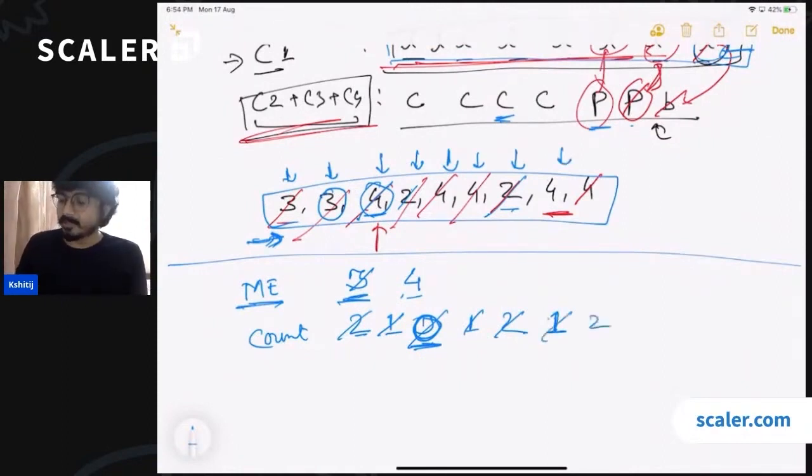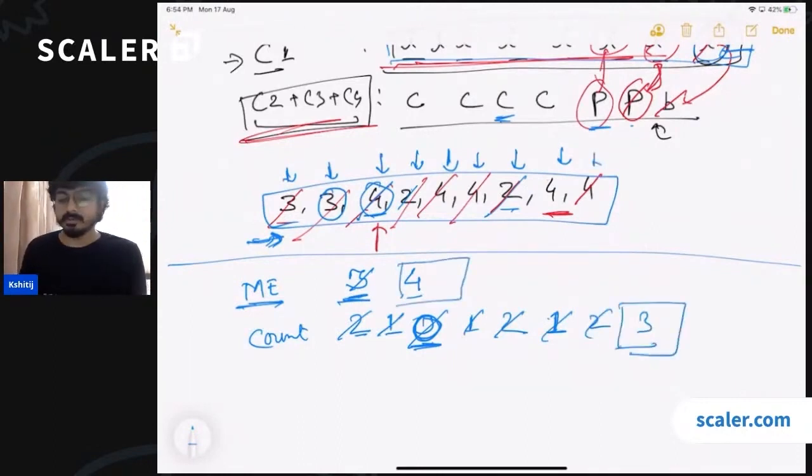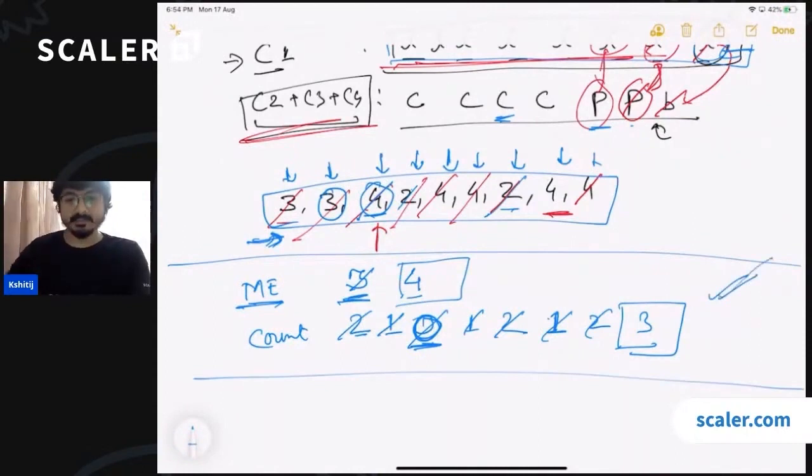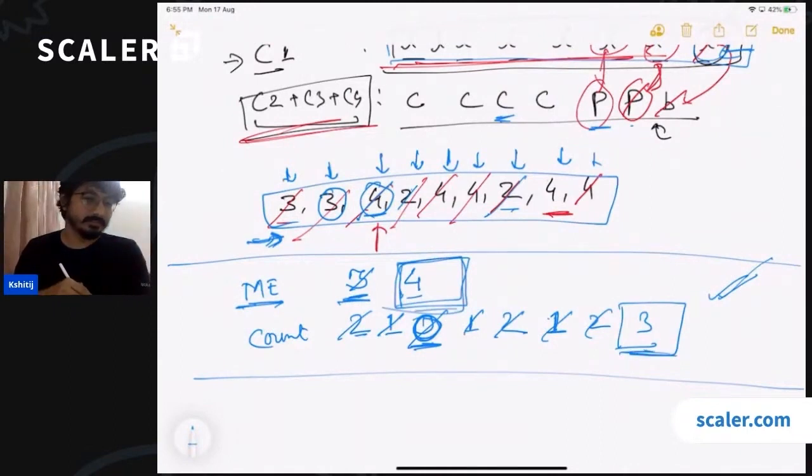So you will increment the count. Again, you get 4, you increment the count. The final element that you are getting with non-zero occurrences can be your majority element. Okay. Great. If this is clear, will this always be the majority element? Will the final element which we are getting always be the majority element?